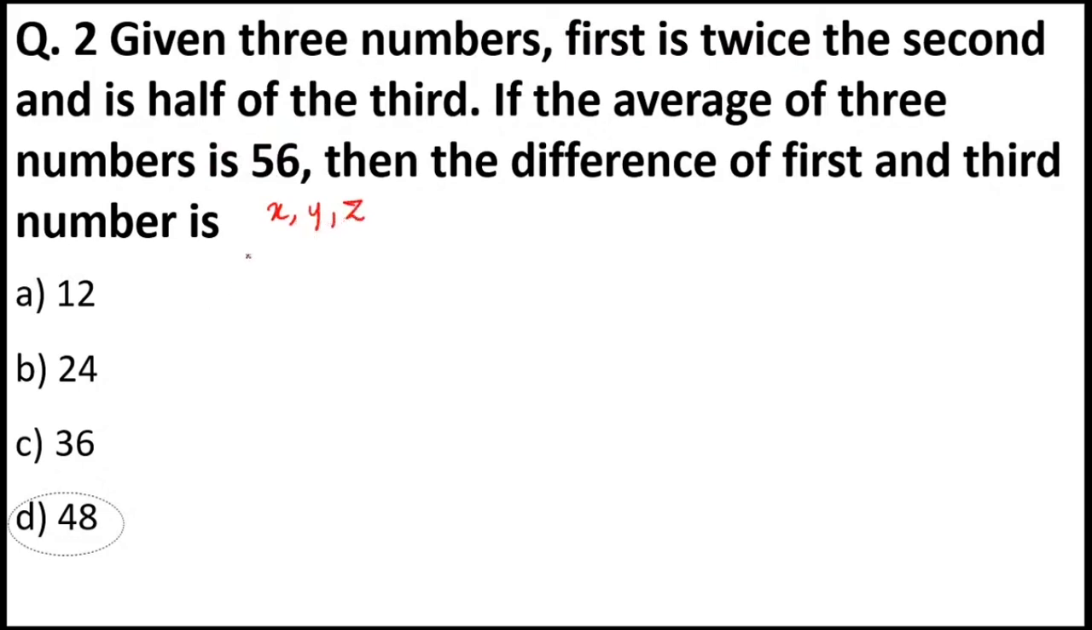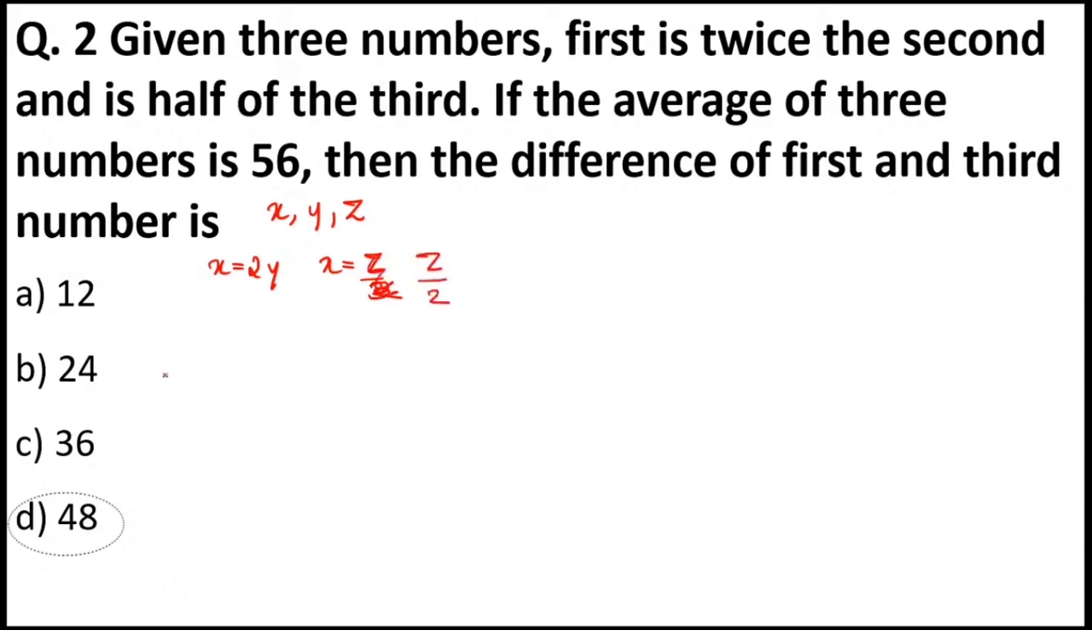Right. So they are saying the first is twice the second. So the first number is twice the second means X is equal to 2 into Y, right? And is half of the third. And X is also half of the third. So what is the third number? The third number is Z. So this is Z upon 2.